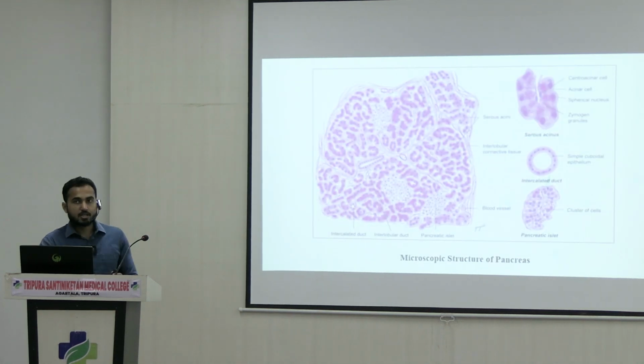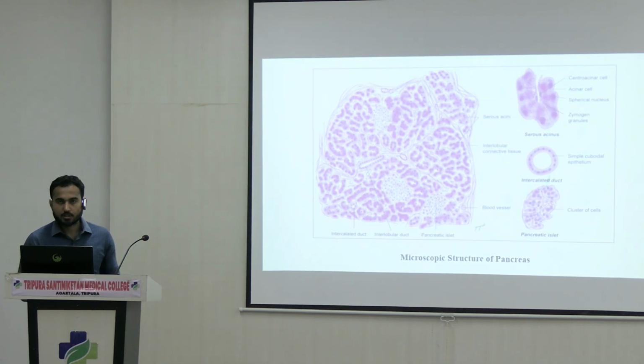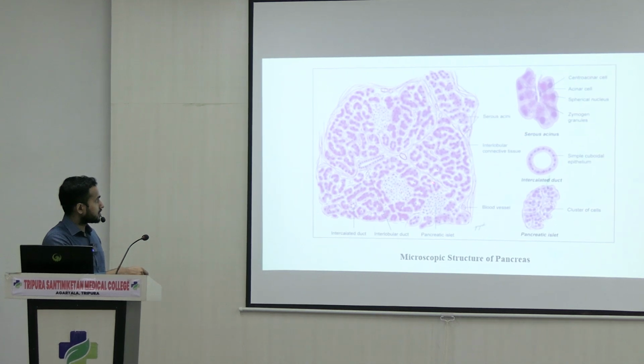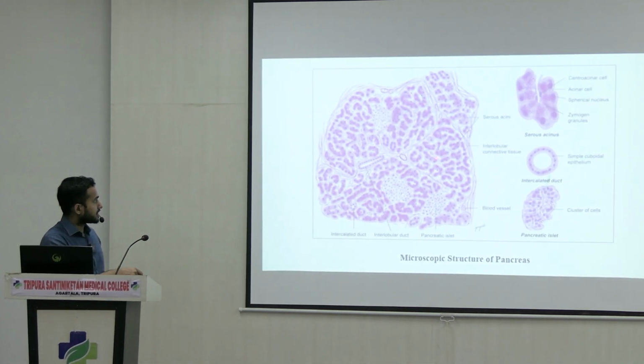Okay. Now this is a schematic diagram of the pancreas, where you can see these are the connective tissue septa, and this is one lobule. Now inside this, you can see these are the pancreatic acini.